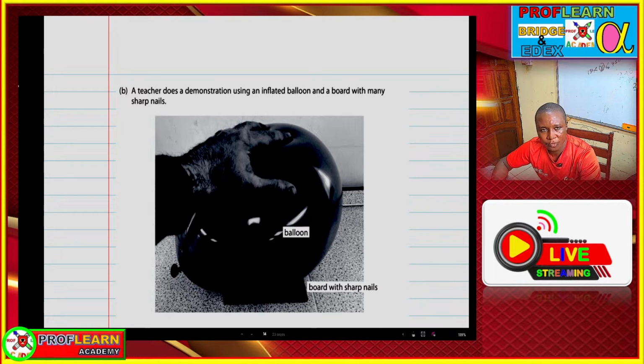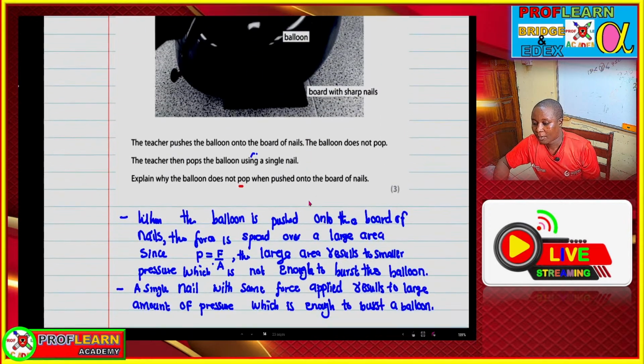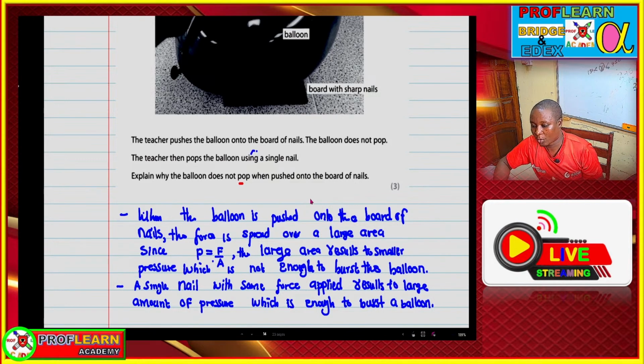When you have a board of nails, remember, you are going to have a large surface area, and so pressure is going to be spread over a large surface area. Then in the process, pressure is going to decrease. Remember, pressure is equal to what? Pressure is equal to force over area. So if you apply a force over a large area, pressure will be less. So for that reason, the balloon is not going to burst.